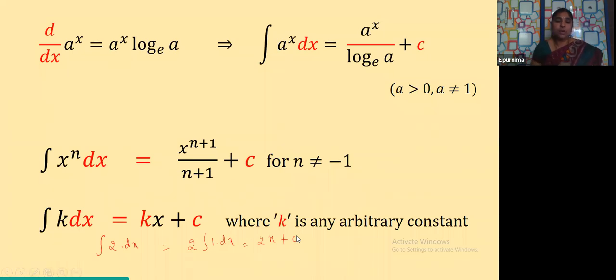So like this you have to do. In place of k, if you have any constant, what is the integral of that? It is kx plus c, where k is any arbitrary constant. If k is 1, then we directly get x only. If k is other than 1, then we get that k value as a coefficient of x. Clear?